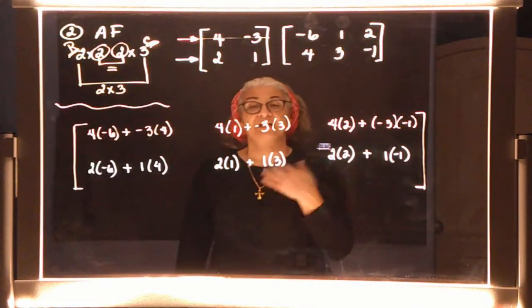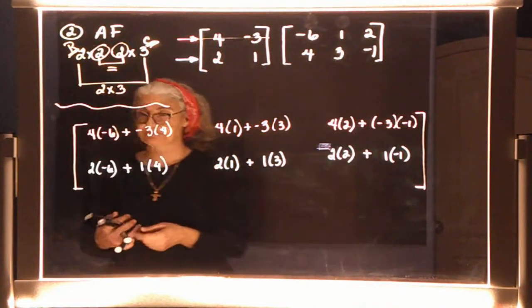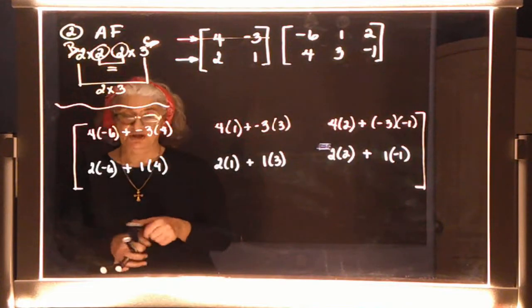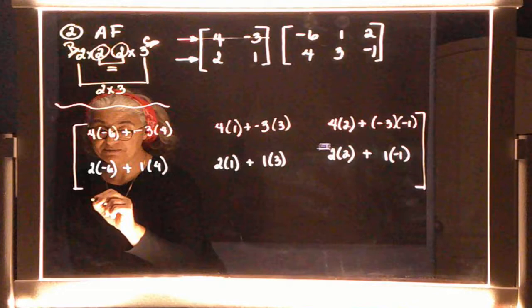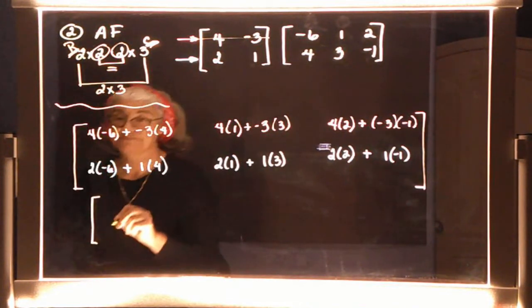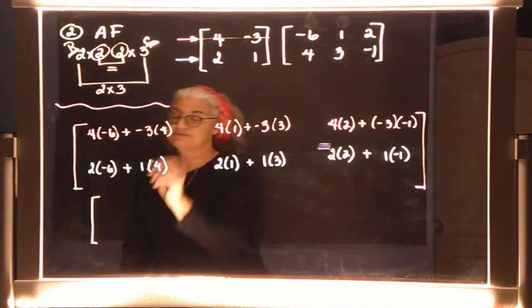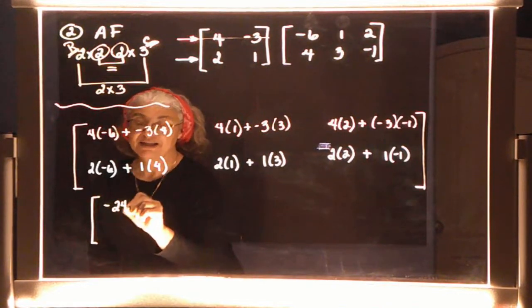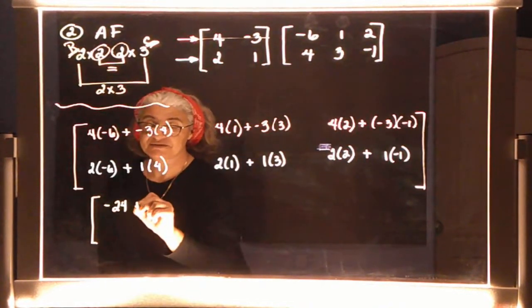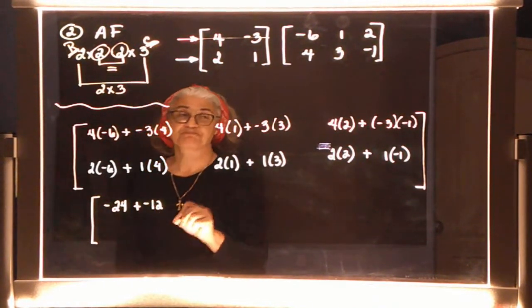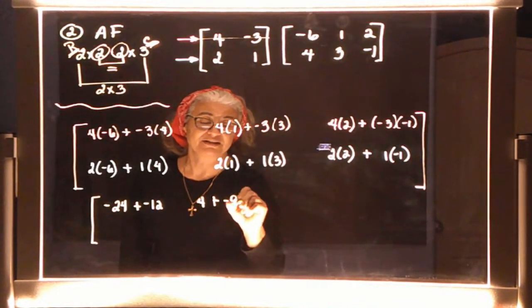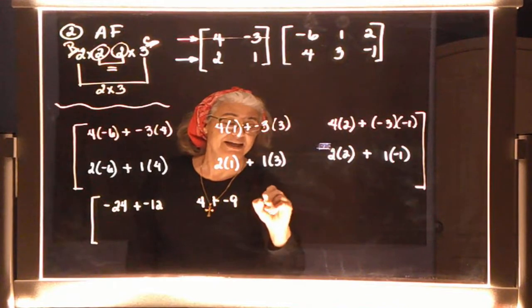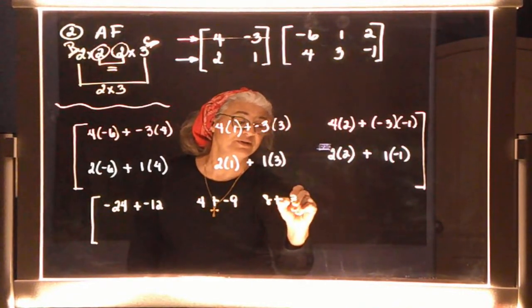Okay. And now we have to simplify this. So, let's see if we can do it all in one shot. Shall we? So we have a -12. We'll just write it down. -24 plus a -12. Agreed? 4 plus a -9. 8 plus 3.